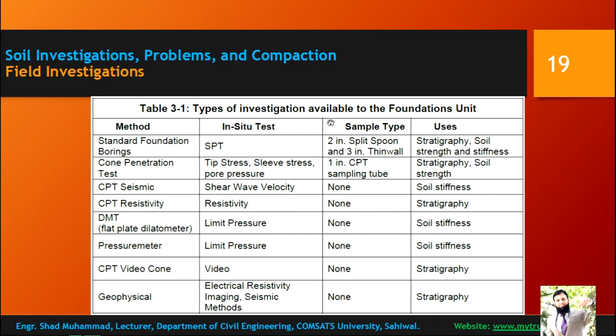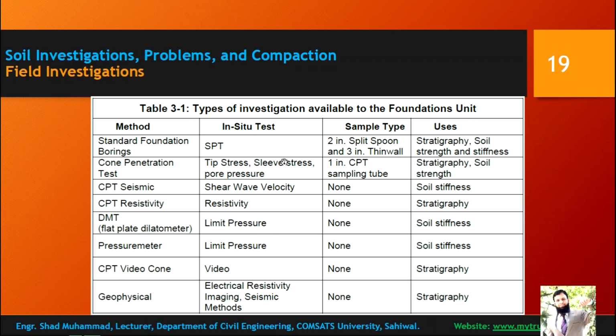Okay, types of investigation available to foundation units, method and in situ test, and soil sample type and uses. Standard foundation boring, so SPT test is considered 2-inch split spoon and 3-inch thin wall. So this is the size of the sampler, and stratigraphy is considered in SPT, and soil strength and stiffness parameters are measured. Cone penetration test, tip stresses and sleeve stresses and pore pressure are investigated, and 1-inch cone penetration test sampling tube.